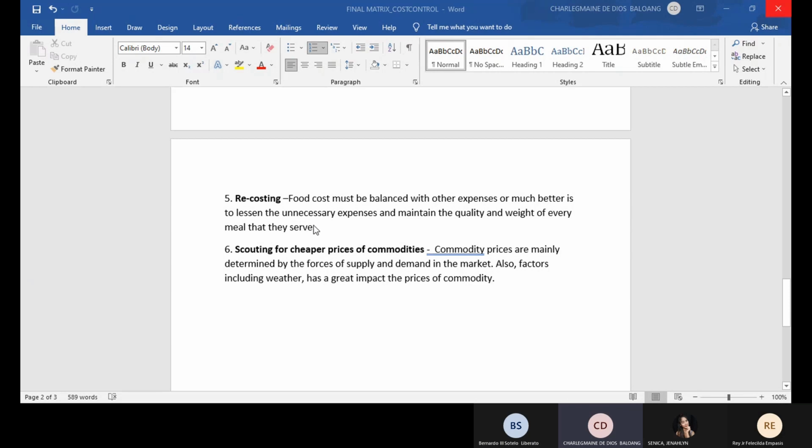Recost. Food costs must be balanced with other expenses, or much better is to lessen the unnecessary expenses and maintain the quality of every meal used.